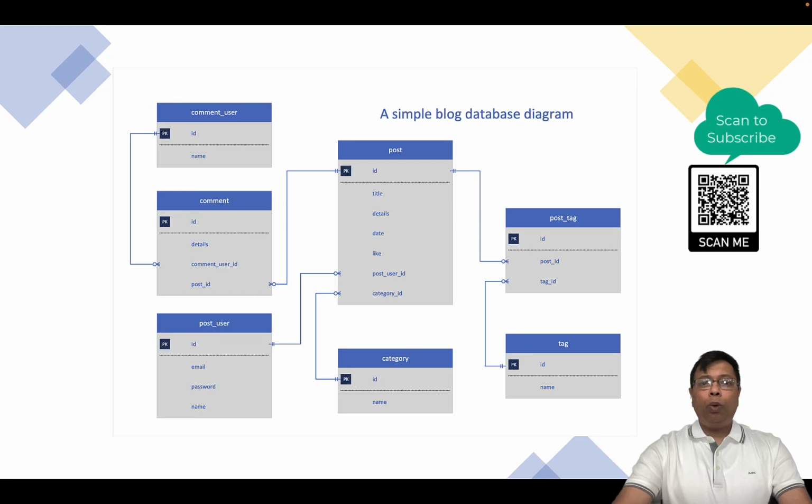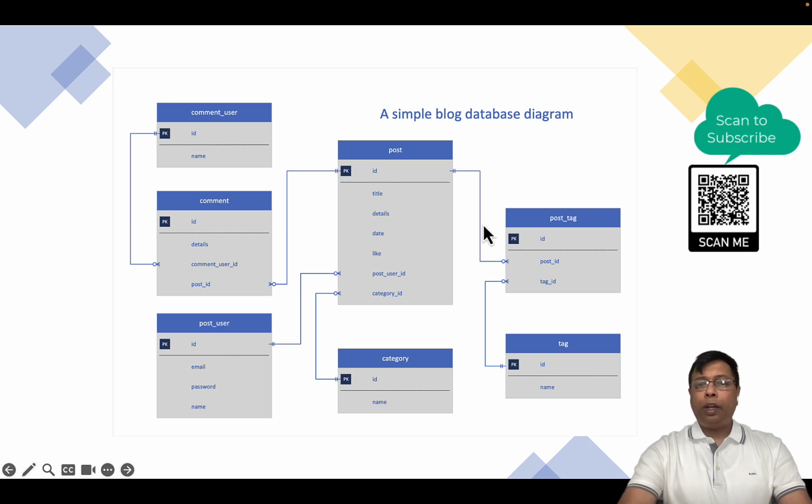In this video, we're going to create a simple blog database from this ER diagram. So we can see there is category which has many posts. A user can write many posts. A post can have many comments, and a comment can be written by some comment user.